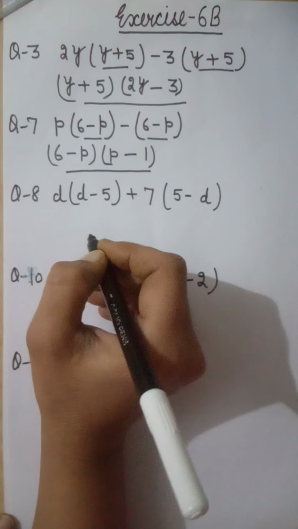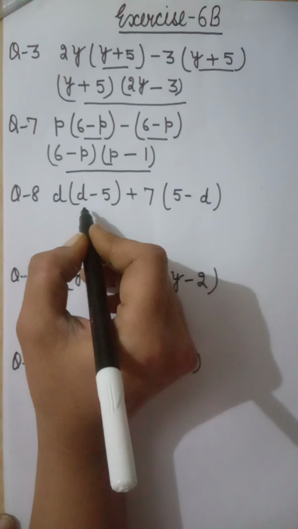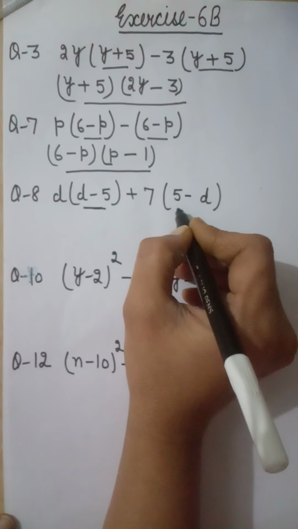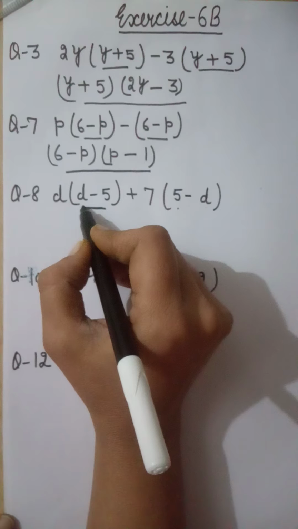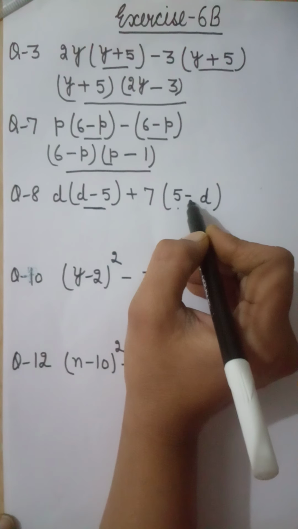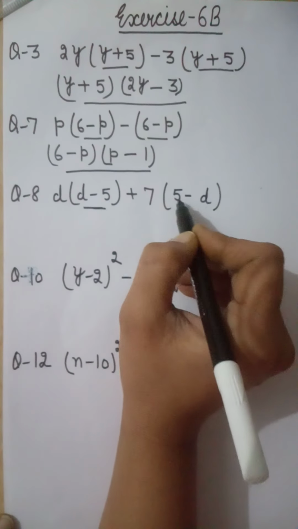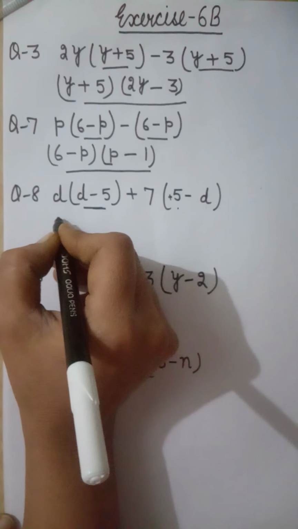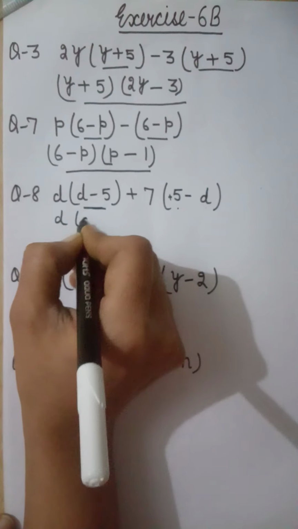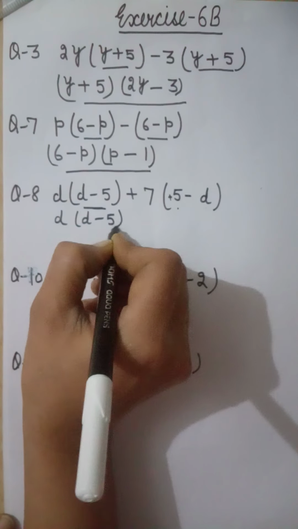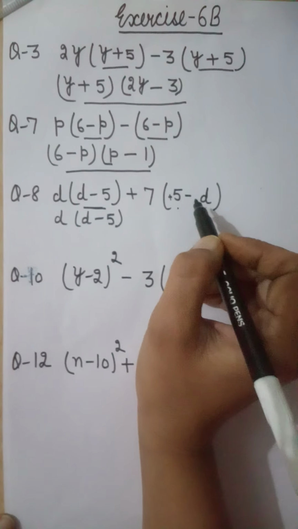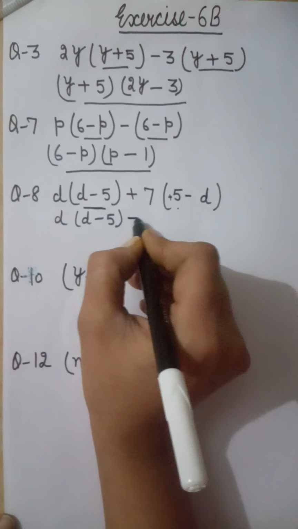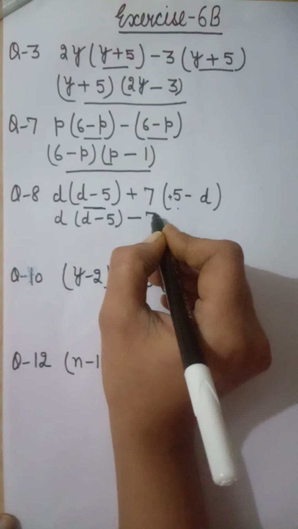Now question number 8. Here in the bracket is d − 5. But what is here? Here is 5 − d. Here d is positive, but here d is negative. Here 5 is negative, here 5 is positive. So firstly we will make the brackets same. So what to write? d(d − 5). But we have to make this d positive. So we will take minus as common. So we write here minus as common.